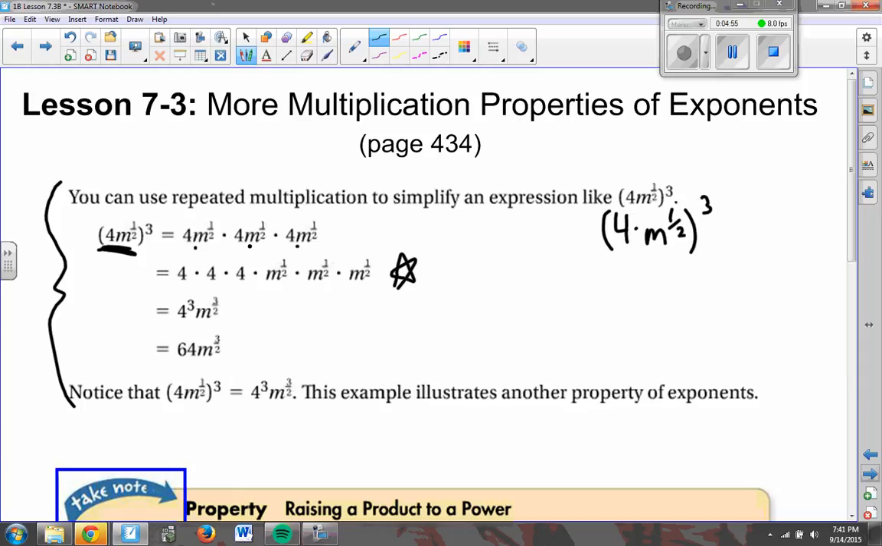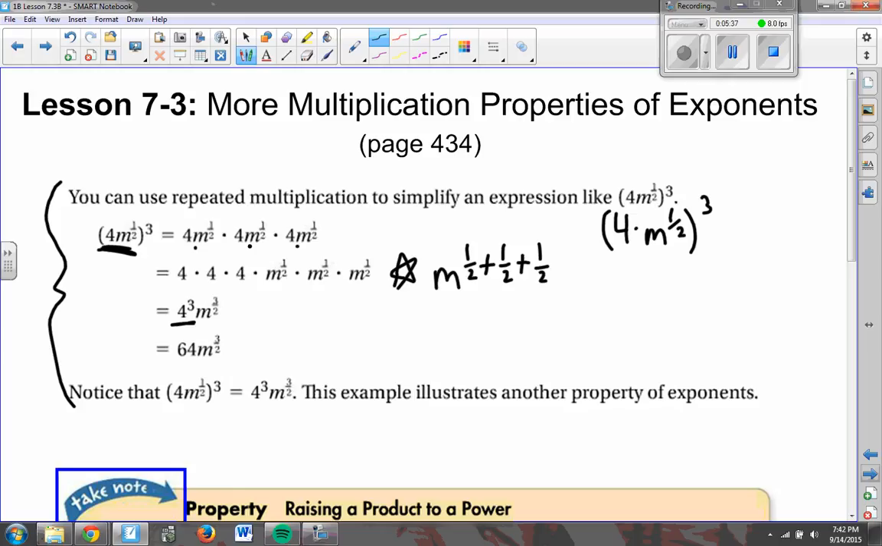Right? So 4 times 4 times 4, we know that we can rewrite that as 4 to the third power because there were 3 of them all multiplied together. Now, when it comes to the m to the 1/2, notice please that we are taking m, the same base every time, with some exponent and multiplying them together, which allows us to add the exponents up. So it's m to the 1/2 plus 1/2 plus 1/2. Okay? And 1/2 plus another half plus another half gives me here 3/2. So I have m to the 3/2. Okay?